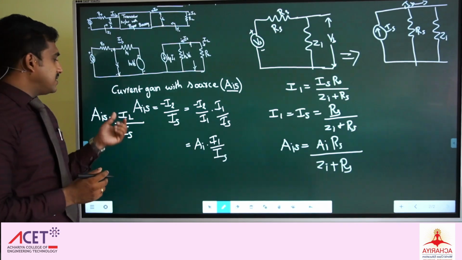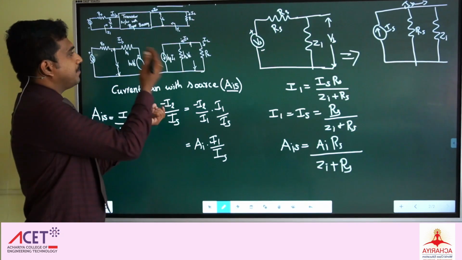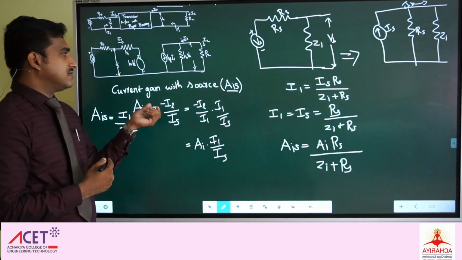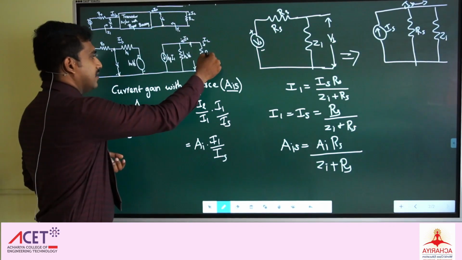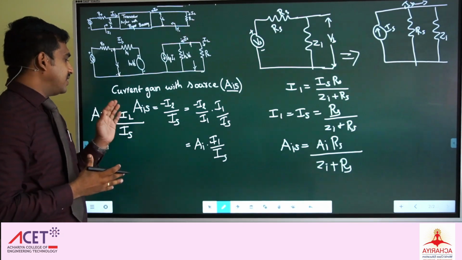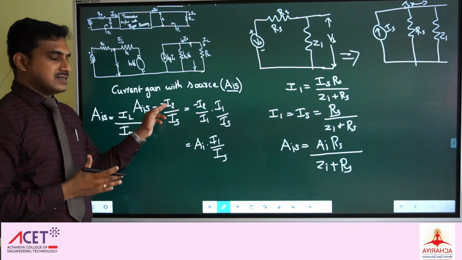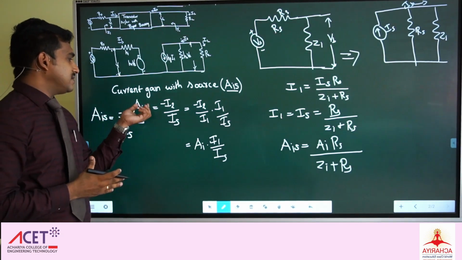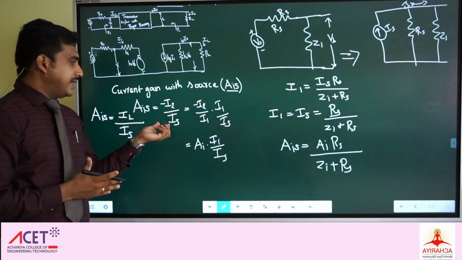Now we know that IL is equal to minus I2. In the previous section also we replaced it by this equation. IL is flowing this side and I2 is flowing the opposite direction but equal in magnitude. That's why we can replace IL with minus I2. The equation becomes AIS is equal to minus I2 divided by IS.